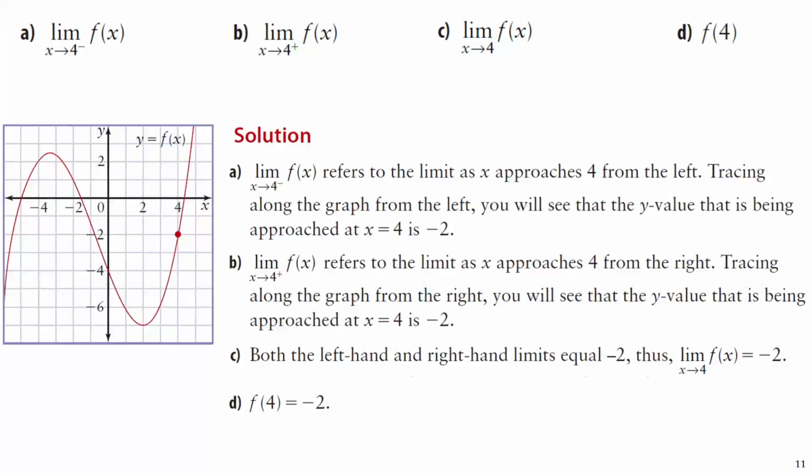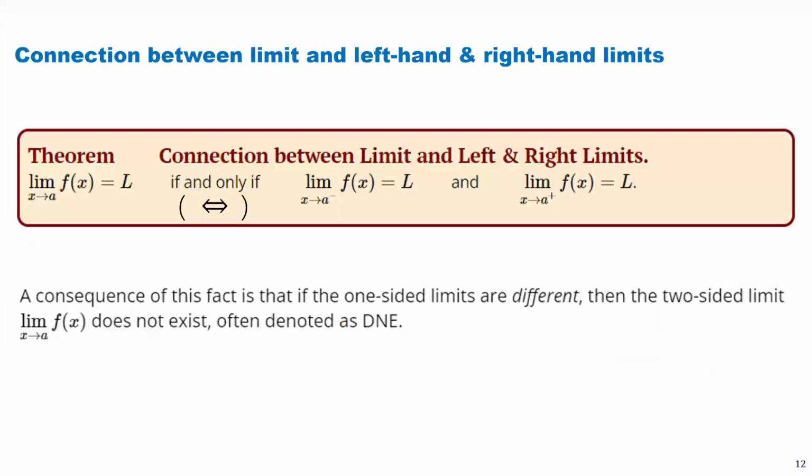Okay, so next let's have a look at the connection or relation between the limit and the left-hand and right-hand limits. There is a theorem that states that the limit of f(x) equals L when x approaches a if and only if the left limit when x approaches a equals the right limit when x approaches a, and both of them equal L.